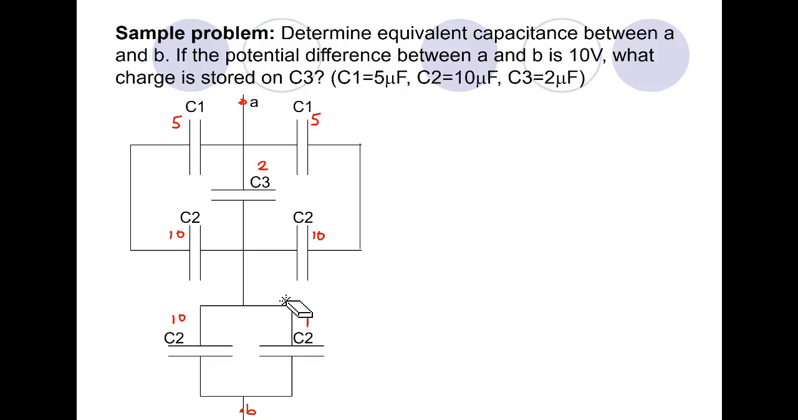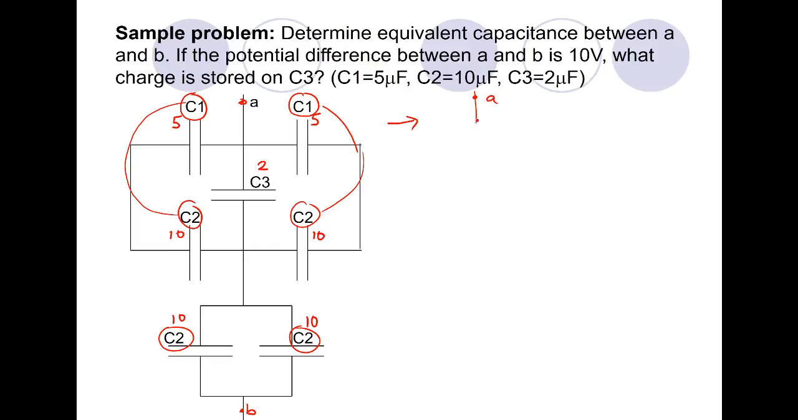Okay, now the first step is going to be to redraw the circuit a little bit simplified. And to do this, we recognize that this capacitor C1 and this capacitor C2 are in series with each other, and this capacitor C1 and this capacitor C2 are in series with each other, and this C2 and this C2 are in parallel with each other. So let's rewrite the circuit looking like this.